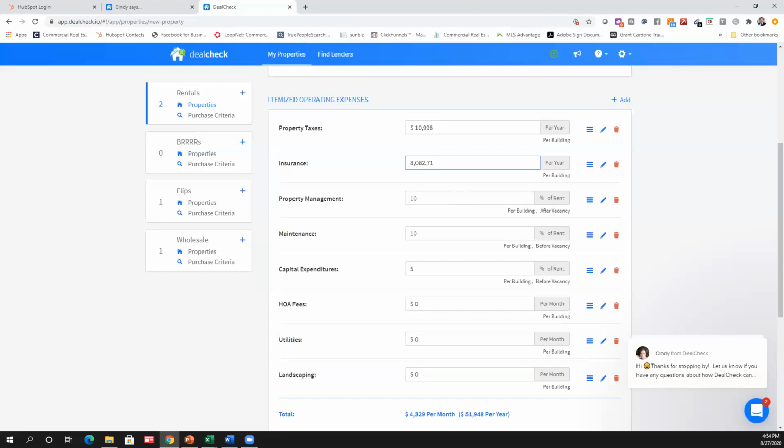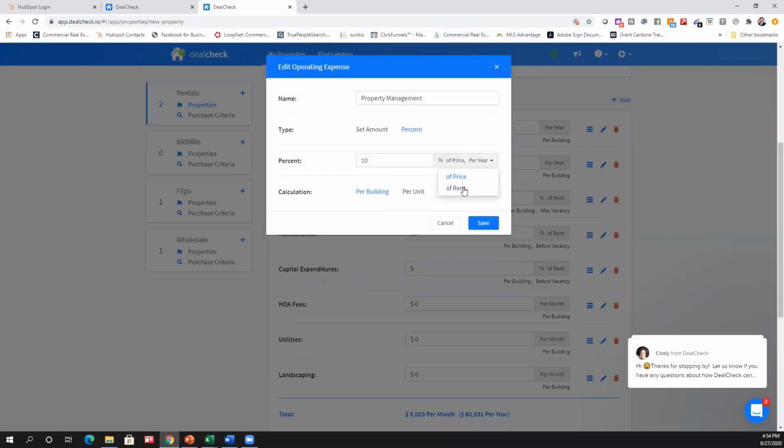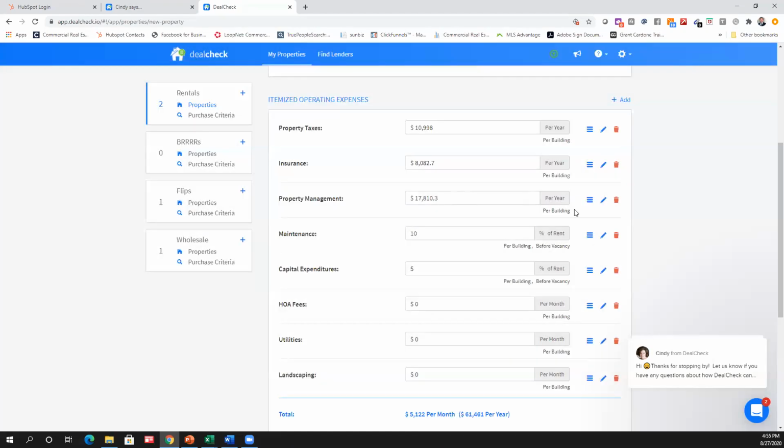So, okay, property management fees was 17,000. We can change this to actually a set amount. So per year, boom, per building, property management, maintenance. So repairs and maintenance.